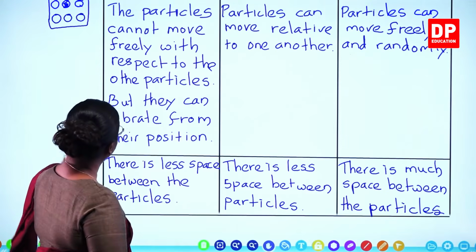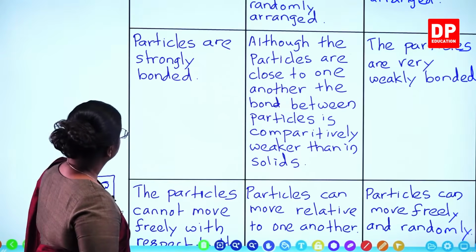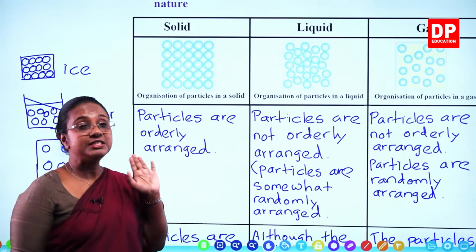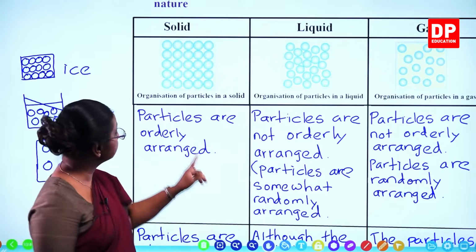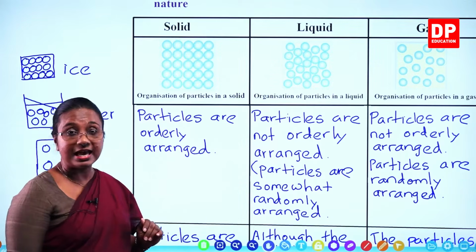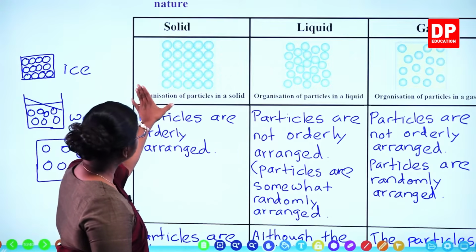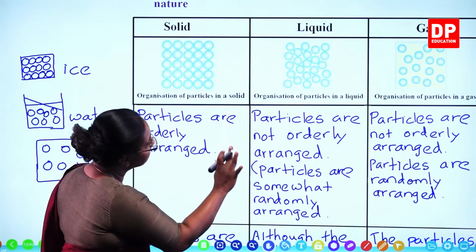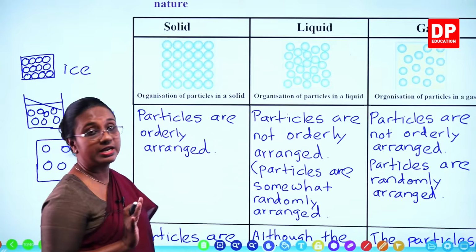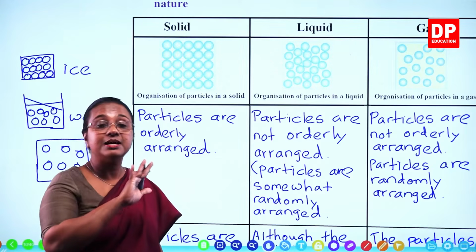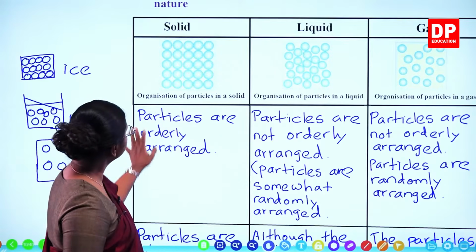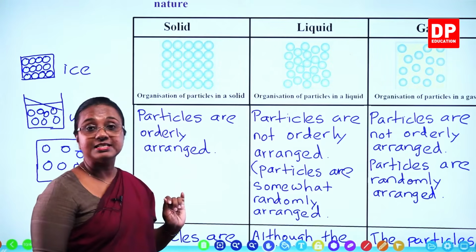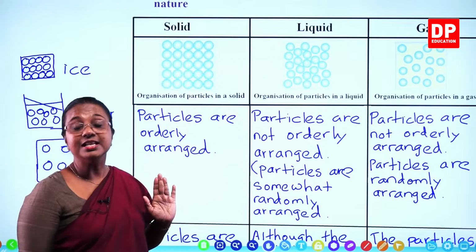We will again go back and quickly go through the properties. So from the diagram, students, if you are asked to draw and show the organization of particles in a solid, liquid or a gas, this is what you need to show. In a solid, all the particles have to be orderly arranged. In a liquid, they are somewhat randomly arranged or not orderly arranged. But in the gaseous state, they are completely randomly arranged. Because of that, the bonding between the particles is very strong in solids. It's somewhat less in liquids and it's very much less in gases.